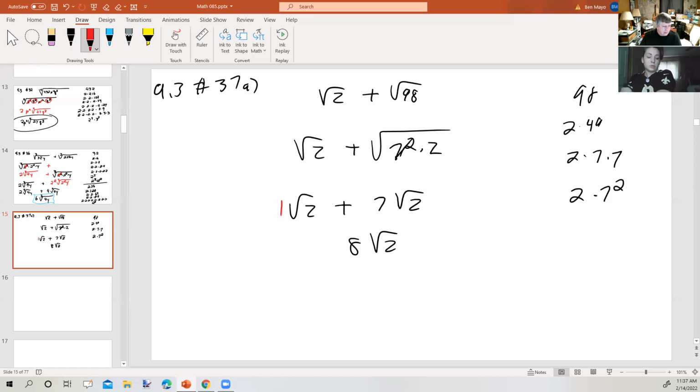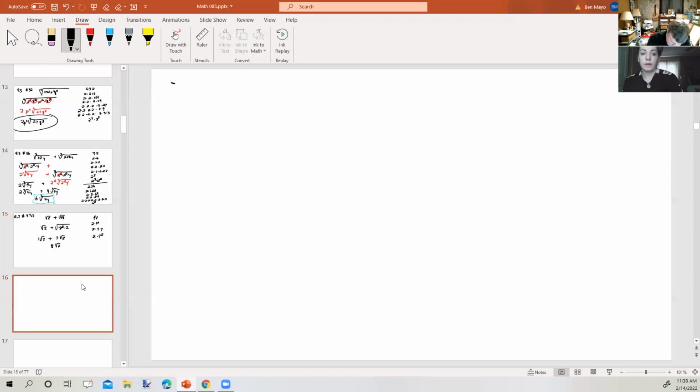Okay, and then we've got problem number 38. We good to go on? Yep, okay. So this is 9.3, number 38. Part A, simplify each expression. The variable represents a positive real number.